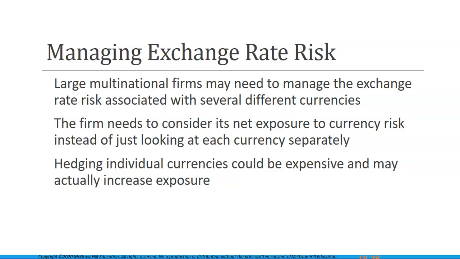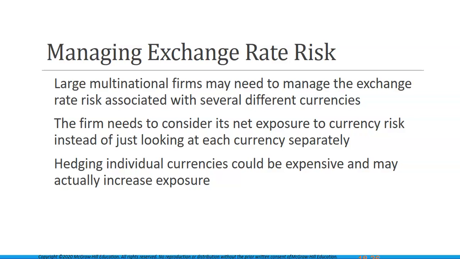Large multinational firms may need to manage exchange rate risk associated with several different currencies. So the firm might need to consider its net exposure to currency risk instead of just looking at each currency separately. If a multinational firm has operations in many currencies, then every single currency exposes it to translation risk. Trying to hedge against individual currencies can be expensive and may actually make our exposure worse. So it's better to try to hedge against those as a net exposure, looking at them all together.